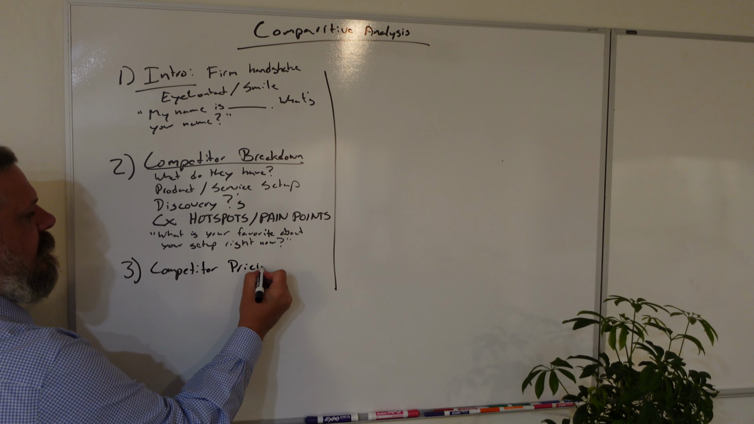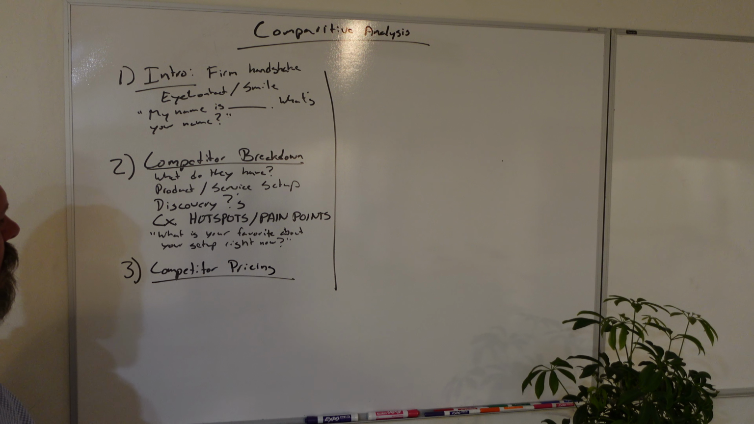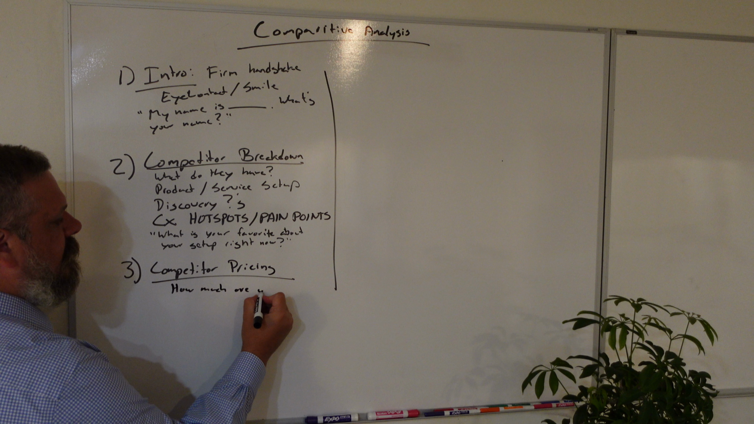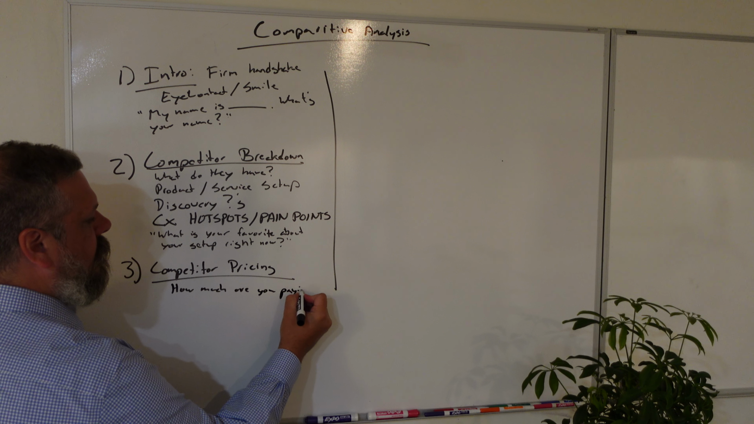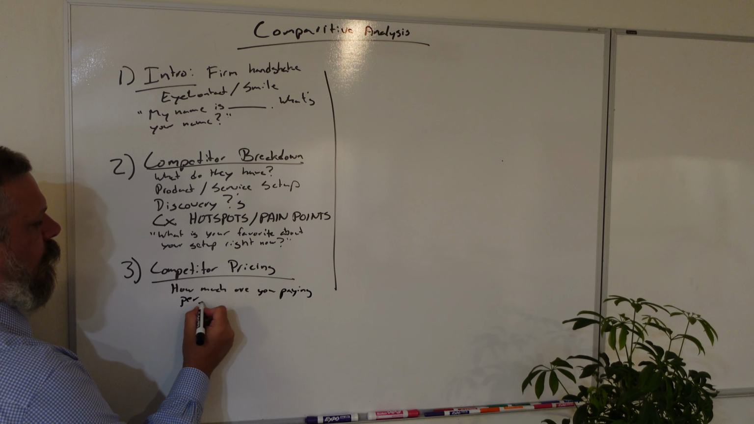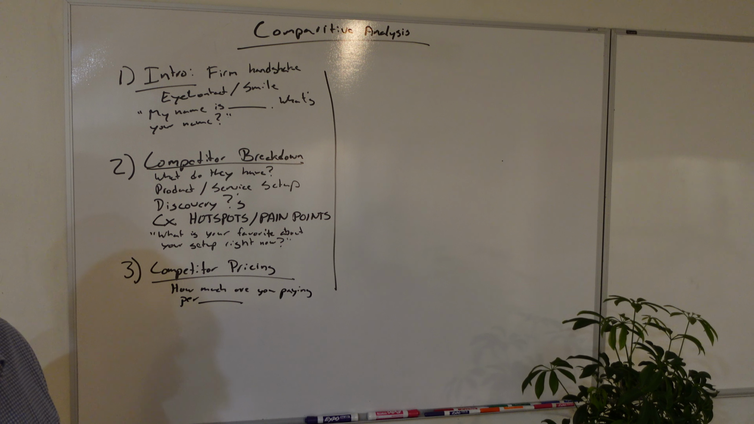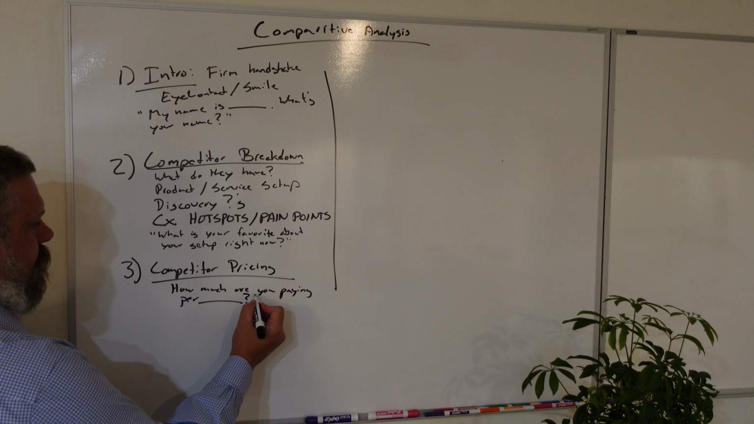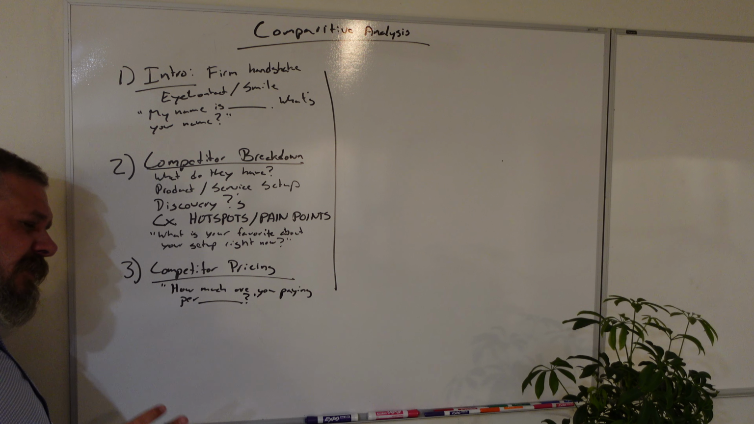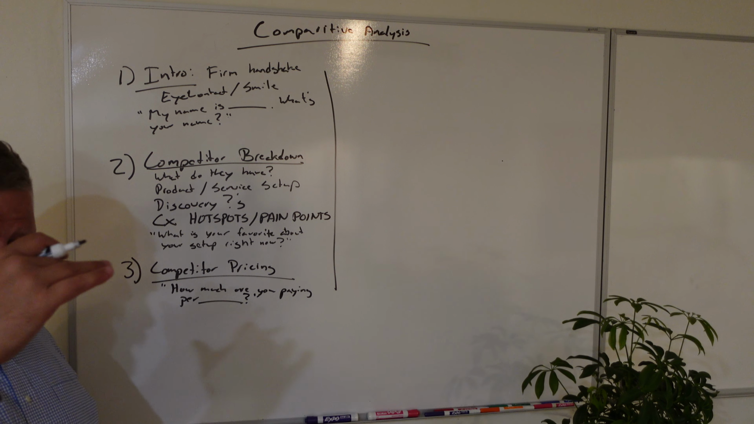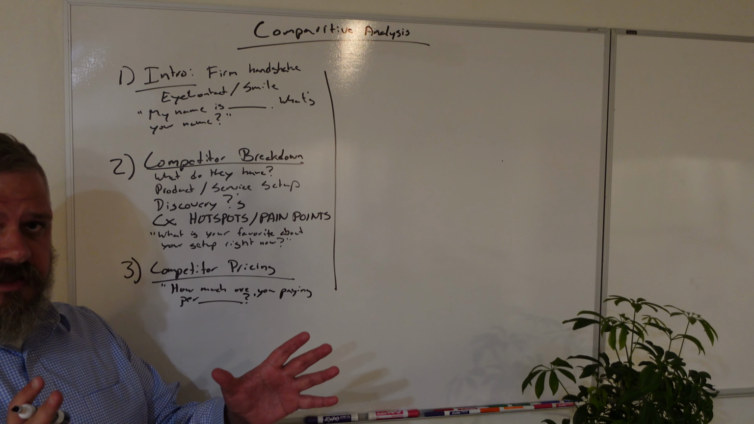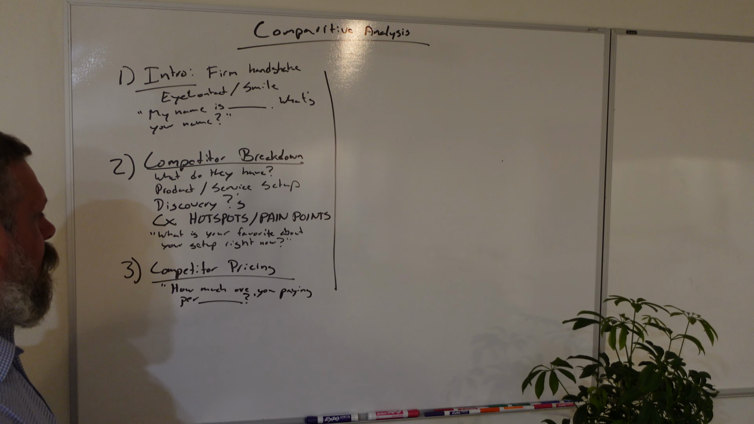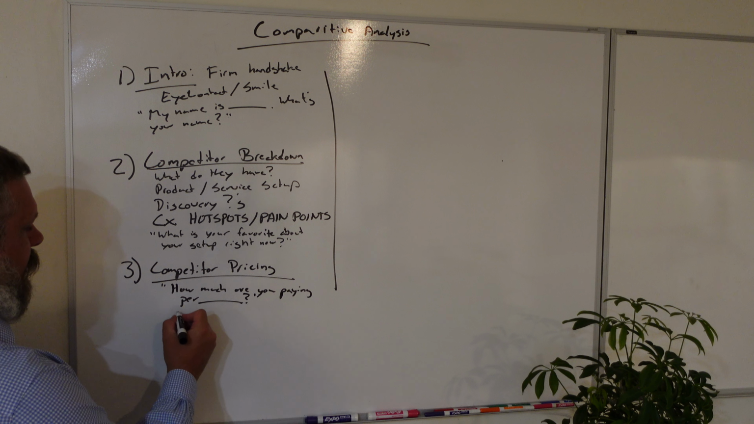#3 is the competitor pricing. Okay. How much are you paying per whatever, year, month, week, whatever it is? And then you want to do like a price breakdown, like where's all the money going? Is there like different fees? Is there taxes? Where's the price, where's the money going, right? It's a price breakdown.